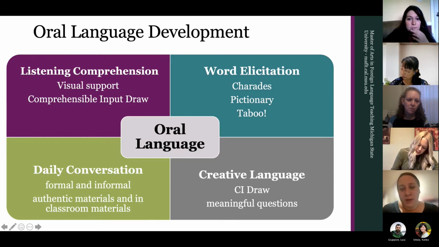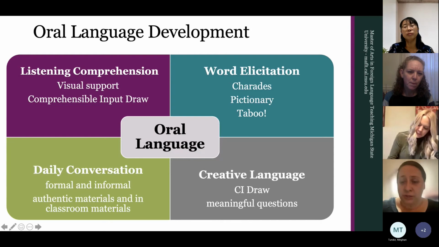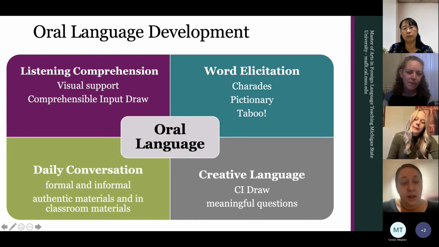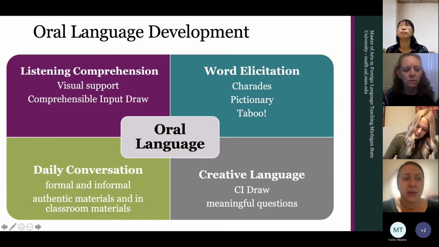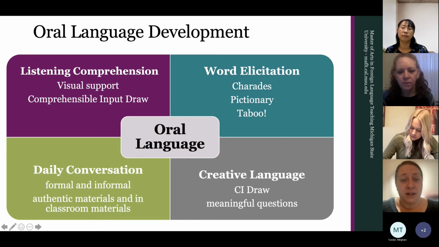Similarly, we could do some word elicitation games like charades, Pictionary, Taboo, to practice the vocabulary in a way that's more than just reading through the words on the word wall. Also, in daily conversations, formal and informal, we refer back to the word wall as the words come up in class.